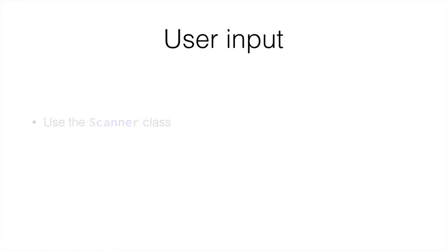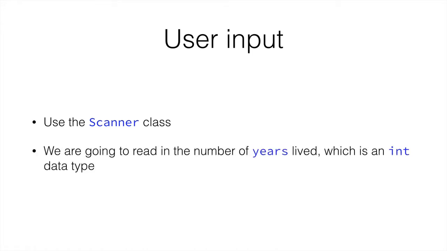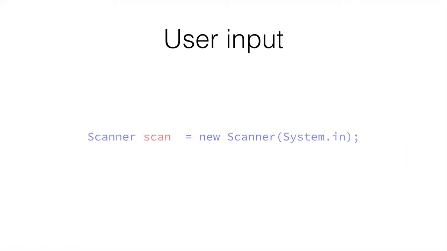So for the user input, we'll use the scanner class, and then we're going to read the number of years they've lived for. This is going to be an integer, of course, so we're going to need a variable to store the number of years. We're going to use a scanner object to read in this data. So the user input would have our scanner. We're going to call it scan. It's going to be a new scanner. It's going to read from the default input. And then we're going to have the number of years as a variable that we read. Obviously, we would have some sort of question we'd ask the user before reading the integer.